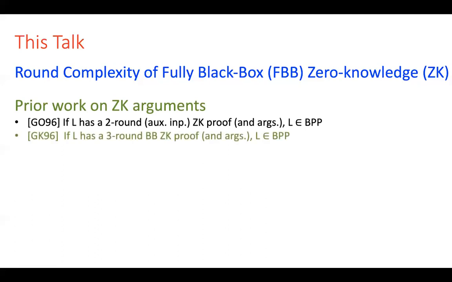Goldreich-Oren's result and Goldreich-Krawczyk's result also extend to arguments, while Katz's result only holds for proofs. So on the positive side, Bellare et al. showed that you can construct 4-round zero-knowledge arguments for all of NP based on one-way functions with a black box simulator, but the construction is not black box. So it's not fully black box.